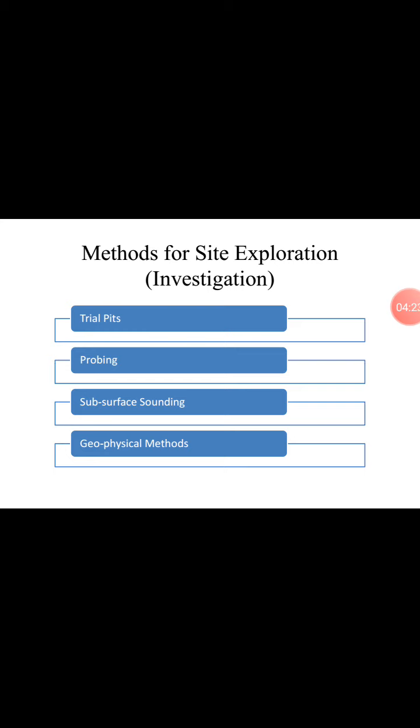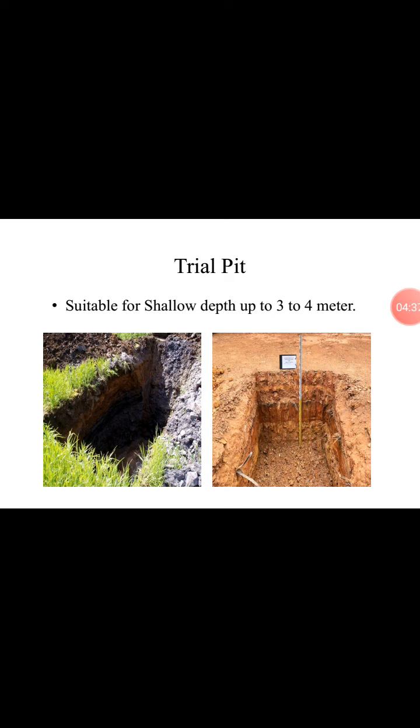There are four main methods for site exploration or site investigation. First is trial pits, second is probing, third one is subsurface sounding, and fourth one is the geophysical method. One by one we discuss the site exploration. So first one is the trial pit. Here a suitable depth of 3 to 4 meters is excavated, up to 3 meter depth, and we collect the sample.